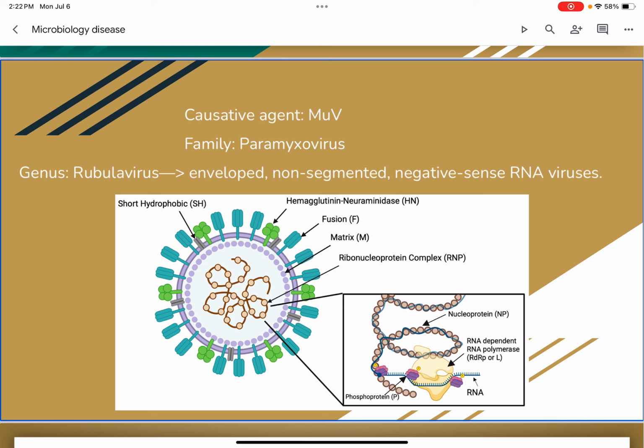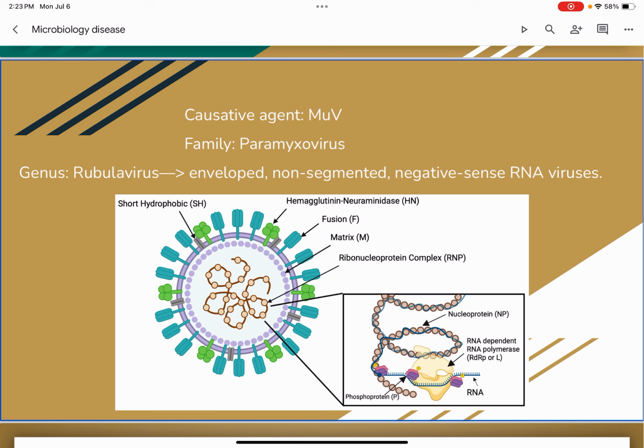We also have fusion F proteins, which fuse the viral envelope with the host cell membrane, and this allows the virus to enter the cell. And the V protein interferes with the host interferon response, meaning it reduces the body's early antiviral defenses.